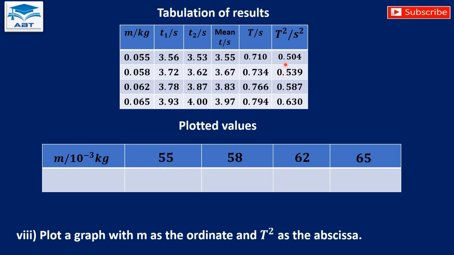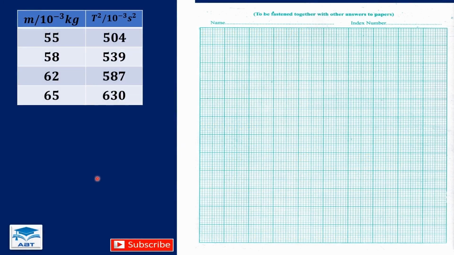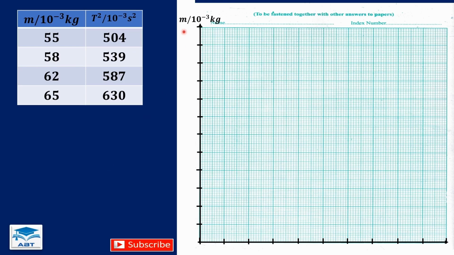And for the values of t square, we also move the decimal point 1, 2, 3, and we record this value as 504. The next one will be 539. The next one 587 and 630. So we draw the vertical and horizontal axis, and we are plotting M on the vertical axis.